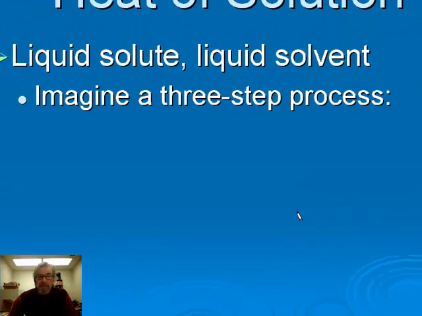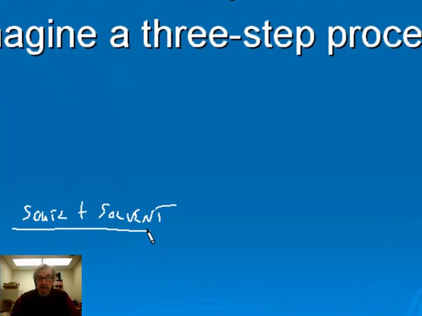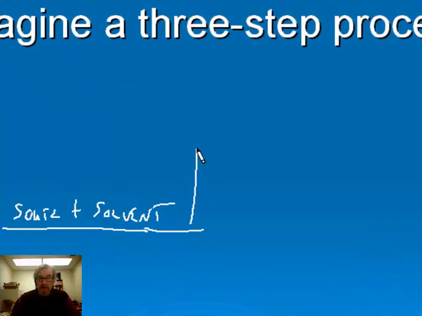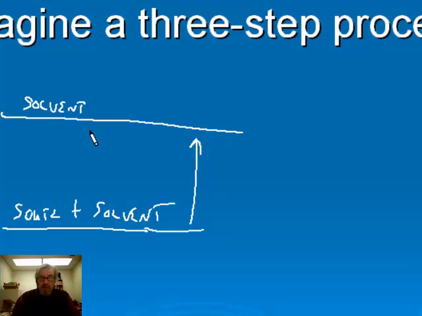Let's imagine a liquid solute dissolving in a liquid solvent. So this would be like antifreeze dissolving in water. Here we can imagine a three-step process. First of all, you start out with solute and solvent as separate substances. The solvent has to expand a little bit in order to make room for the solute. So the solvent expansion is going to be endothermic. Delta H for that process is going to be positive.